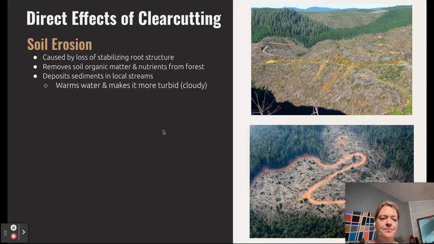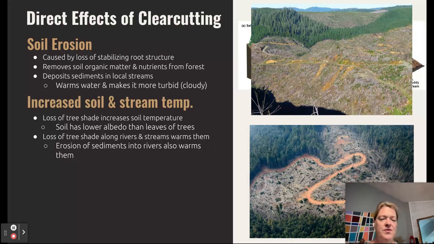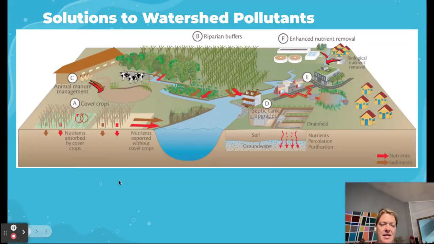So that's a problem. And you can see this is an area that was deforested, and again, the same thing: the soil is just going to run into the waterways. And so this increases both soil and stream temperature. I'll let you read through those slides. Again, that might be a good place to pause so that you can get some of that information in your notes.